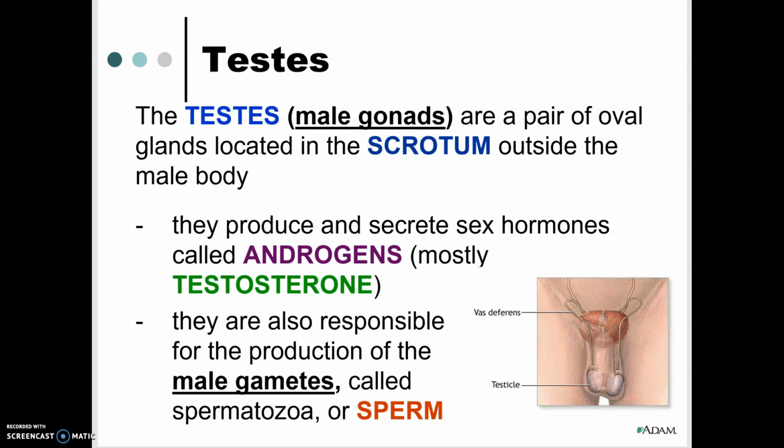Okay, the testes are going to be responsible for a lot of the male hormone production, and we call male hormones androgens, and the most common one that we see is testosterone. So on top of hormone secretion, the gonads are most responsible for the production of gametes, which in the case of the male are spermatozoa, or another word for that is sperm.